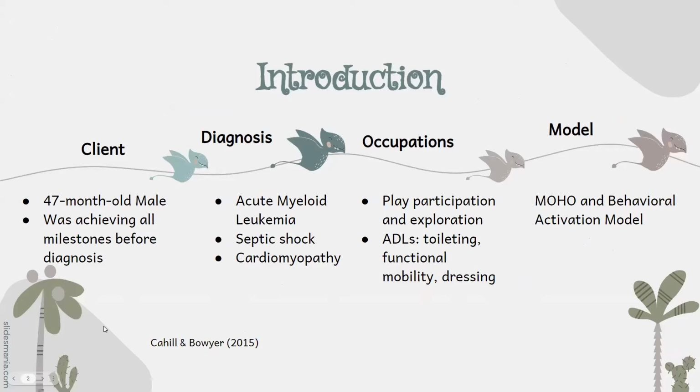So our client is a 47-month-old male, so he's almost 4 years old, and this means that he was previously independent with toileting, and because of his condition, he isn't now. Typical play for a 47-month-old really includes complex imaginary play, constructive play, rough and tumble play, and social play. And these are some milestones we want him to get back to performing in.